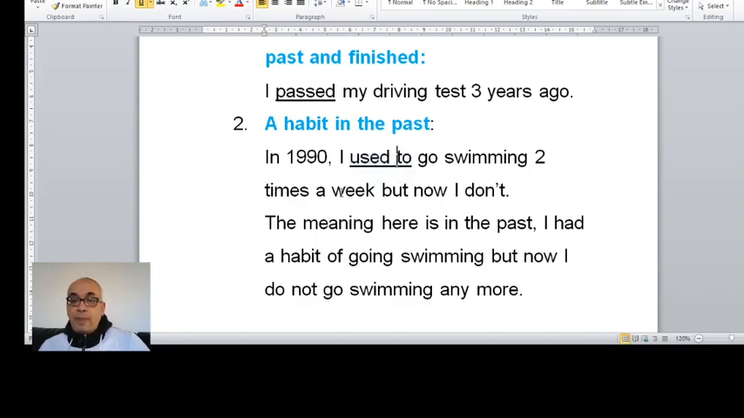Now, the meaning in this sentence, of course, is I had a habit of going swimming in the past, but now I don't go swimming anymore. So I used to is an action which happened in the past and finished in the past, and this action shows a habit in the past. So what do I use? Past simple.